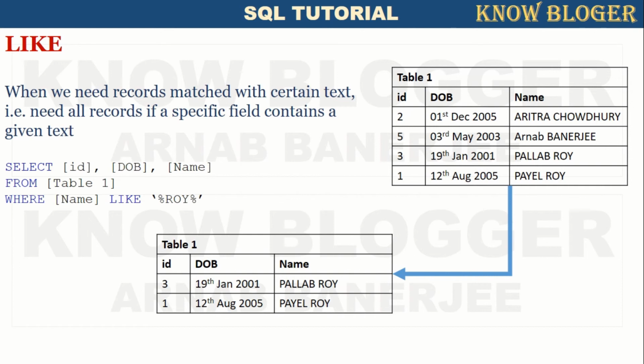So the system should give us 2 records whose name includes the word Roy. So in the result I can see only 2 records are given whose name includes the word Roy. The syntax is select ID, DOB, name from table 1 where name like percent, and between the percent signs, the word Roy. In the like operator, the percent sign is mandatory.